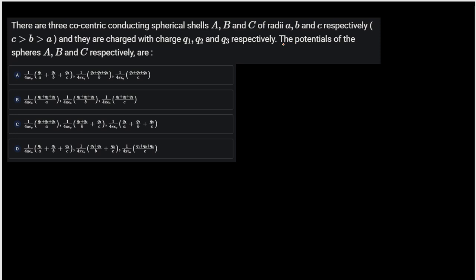A, B, and C of radii a, b, and c respectively, and they are charged with charge Q1, Q2, and Q3 respectively. The potentials of the spheres A, B, and C respectively are? So, what will be the potential of all those three surfaces?